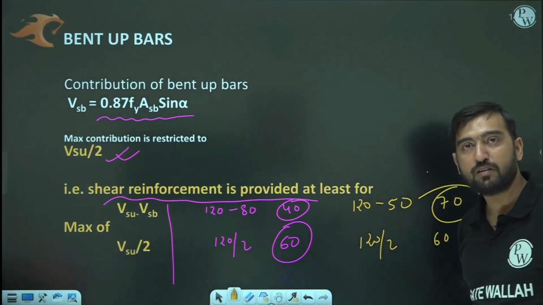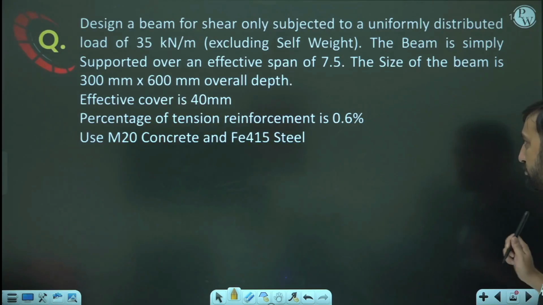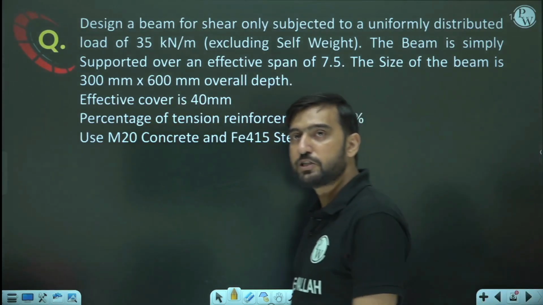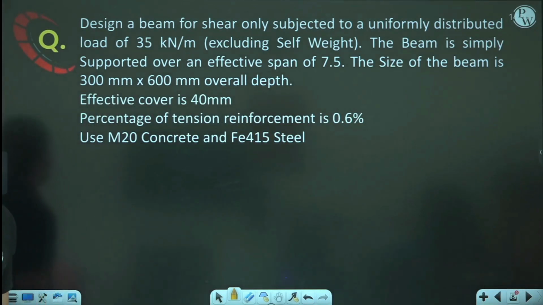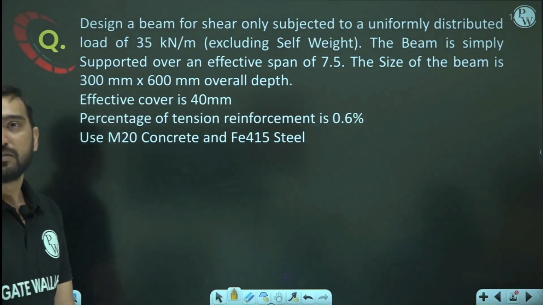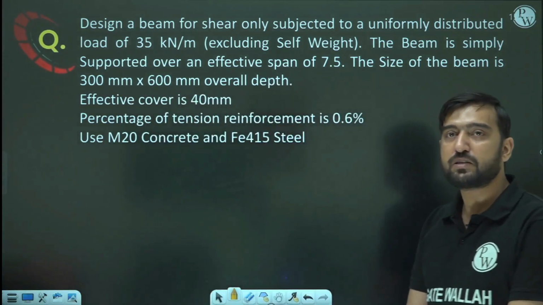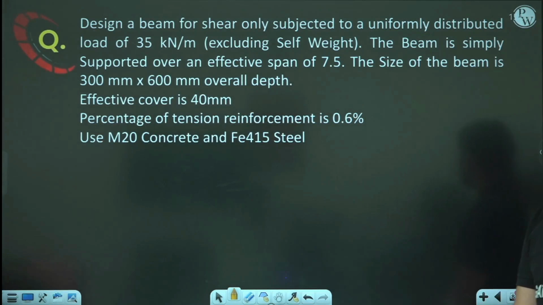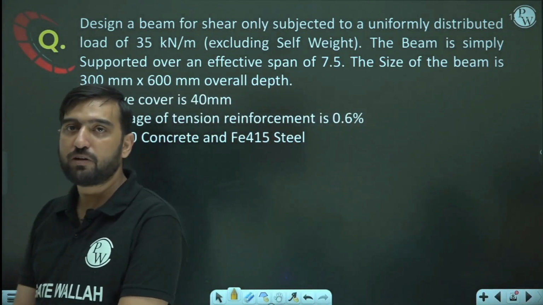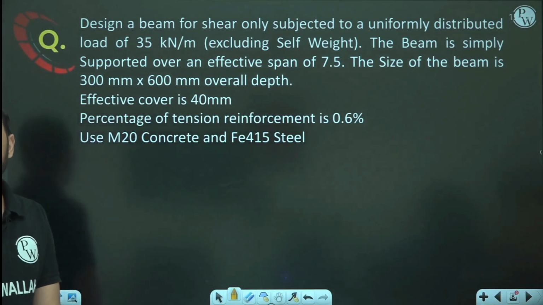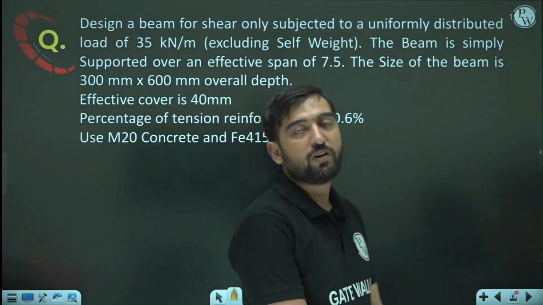So my dear friend, this is all theory about shear. So quickly we can see one numerical on this. So we have to design a beam for shear only, which is subjected to a UDL of 35 kilonewton per meter, excluding self weight. Here the beam is simply supported over an effective span of 7.5. If the size of the beam is 300 mm by 600 mm, and here 600 mm is the overall depth, and effective cover is 40 mm. Now you have to design the beam for shear. Okay. Percentage of tensile reinforcement is given to you, it is 0.6%.